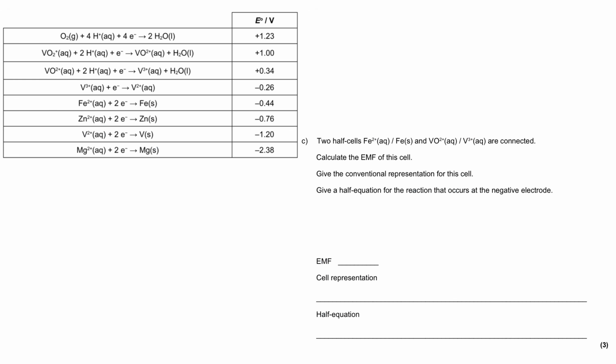Two half cells involving aqueous iron 2+ and aqueous VO2+ are connected. Calculate the EMF of this cell, give the conventional representation for this cell, and give a half equation for the reaction that occurs at the negative electrode. Well, the two half cells that they've directed us towards are this one here for the VO2+ and this one for the Fe2+. It's worth looking at the electropotential values these each have.